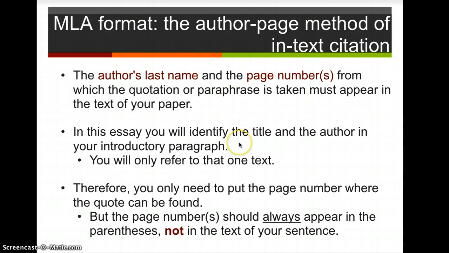In this essay that you're writing, you're only going to be talking about one text, one novel. And in your introductory paragraph, you will identify the title and the author at the very beginning of your essay. Therefore, you only need to put the page number where the quote can be found in the actual text of your essay. You don't need to keep mentioning the author's name because we know you're only talking about one author and you mentioned who that author is in the very first paragraph of your essay. So you always need to show the page number where you got the text from.